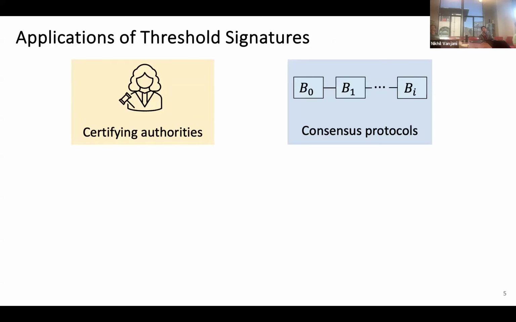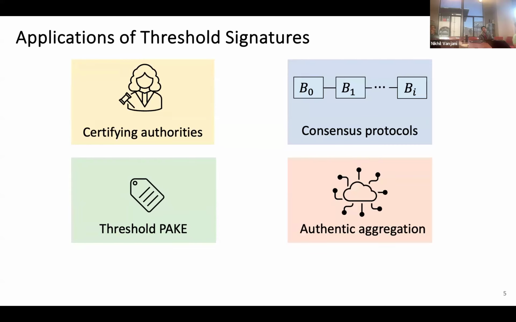Do they have any applications, like certifying authorities? Consensus proofs are widely used. So anywhere you want authenticated aggregation, and probably many more. Threshold signatures have been studied for a long time.